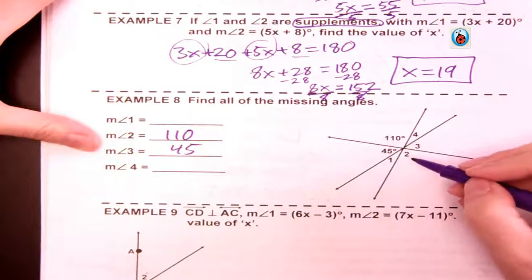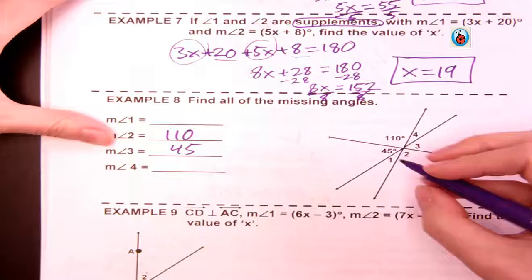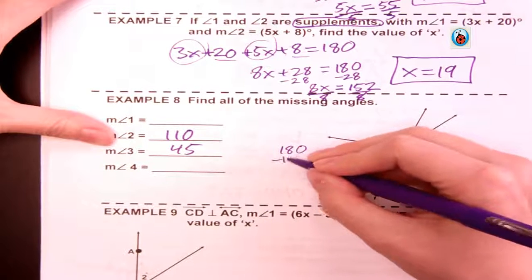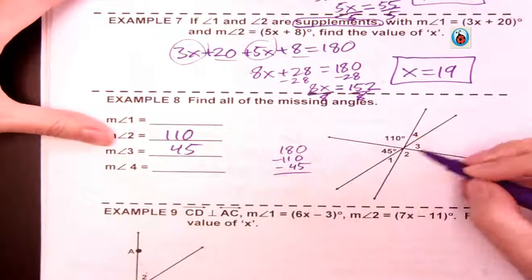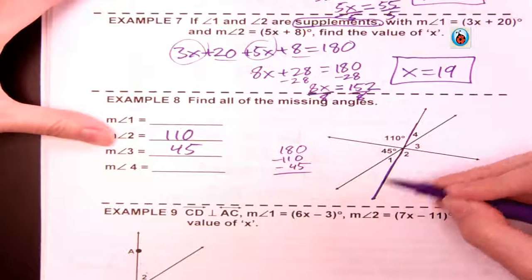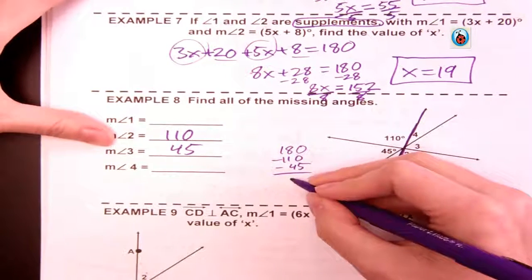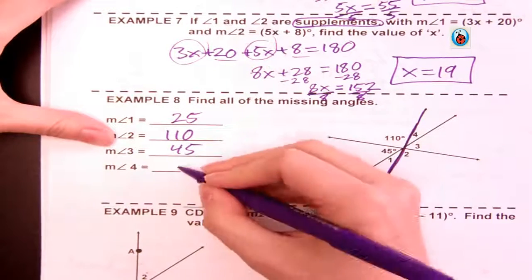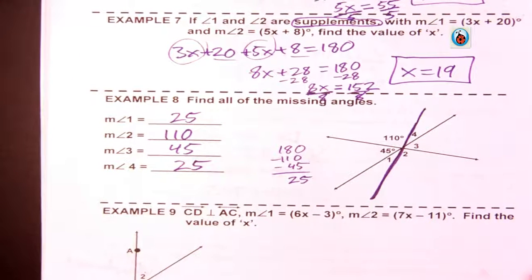Angles 1 and 4 then, I just have to subtract from the linear pair. So for angle 1, I do 180 minus the 110 minus the 45. That's my straight line. Subtract what I have and find out it equals 25. And then angle 4 is the same thing because it's a vertical angle. Those are the fun, fast parts of geometry.